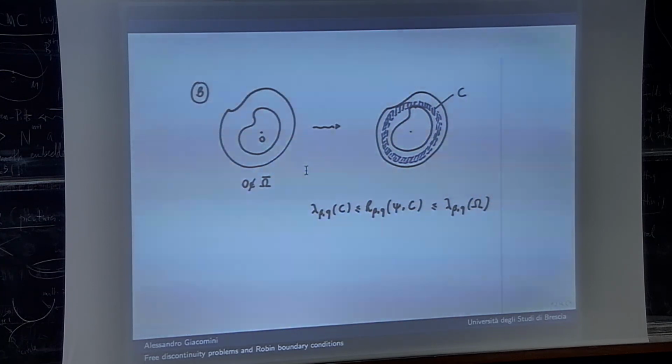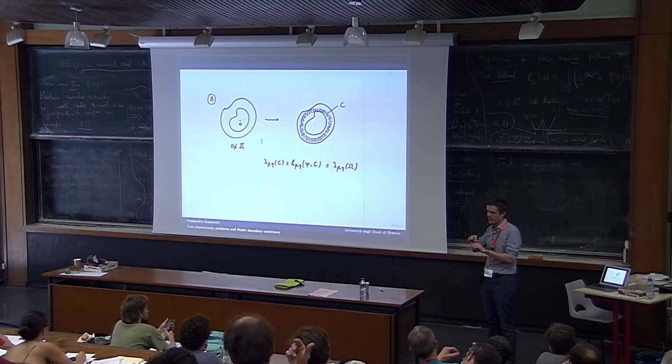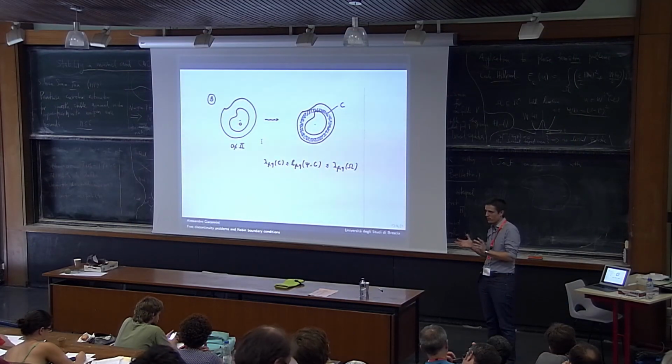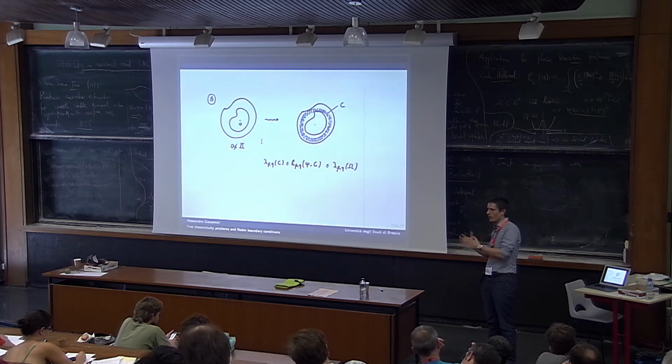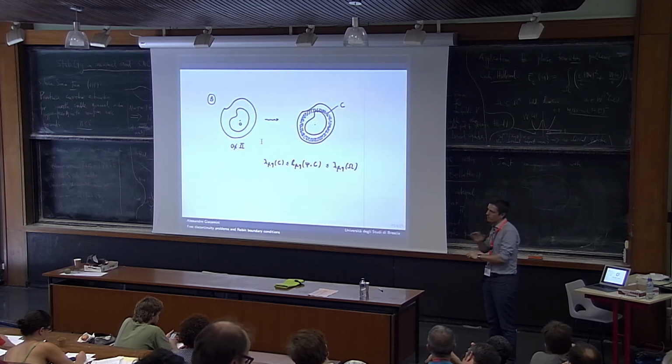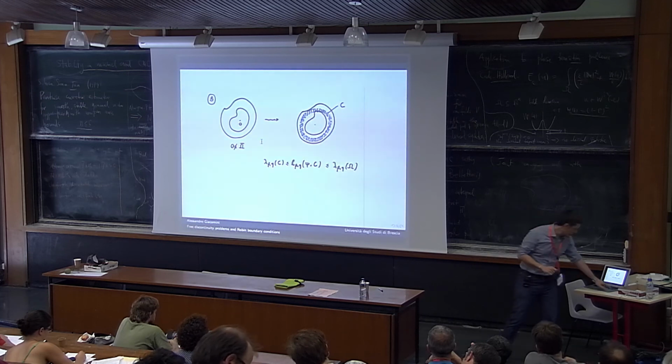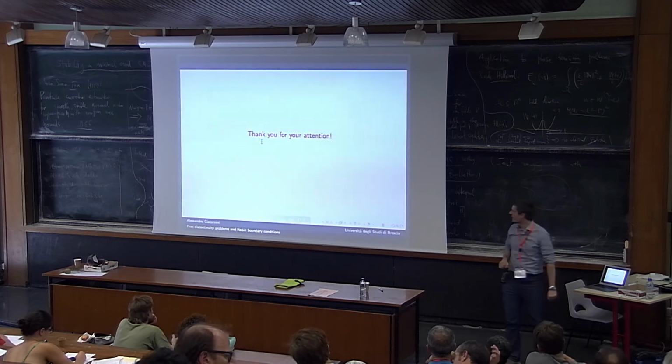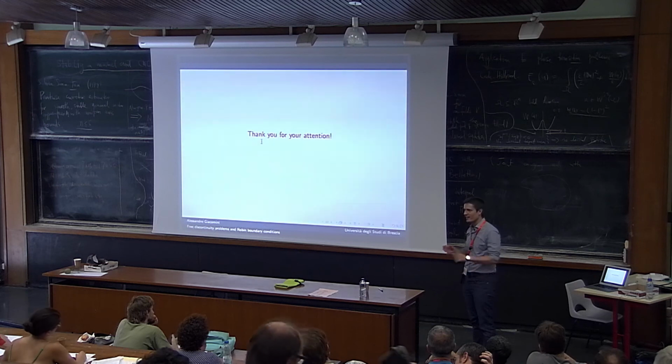And now the geometry is very simple, because the optimal domains are either balls or annuli. And then we compare directly, and we prove that indeed the domain is a ball.